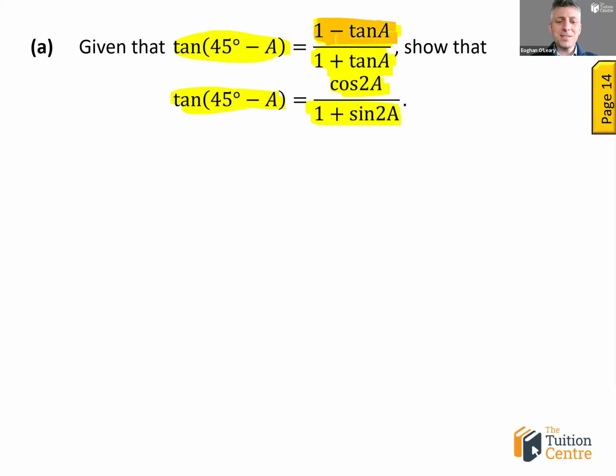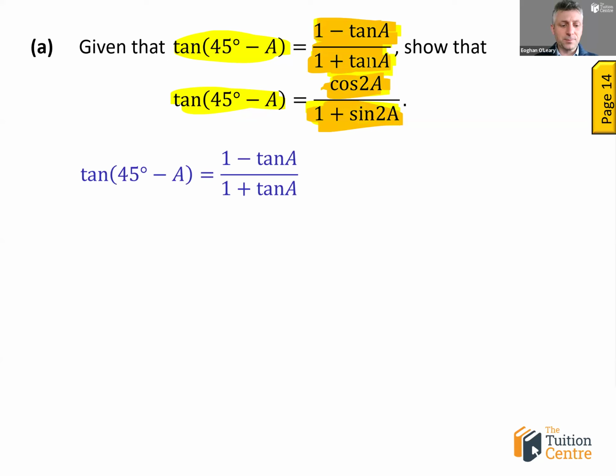People won't necessarily see straight away that really what you're trying to show is that 1 minus tan A over 1 plus tan A is equal to cos 2A over 1 plus sine 2A, because they're both equal to the part that's still highlighted in yellow, tan 45 minus A. So what are we going to do? Well, we're told that tan 45 minus A is equal to 1 minus tan A over 1 plus tan A.